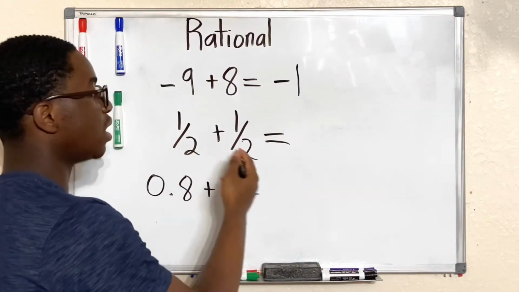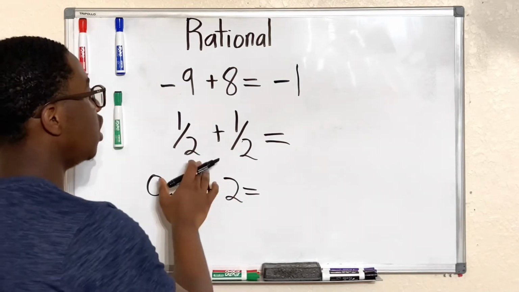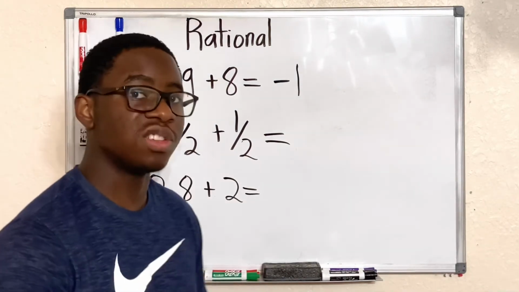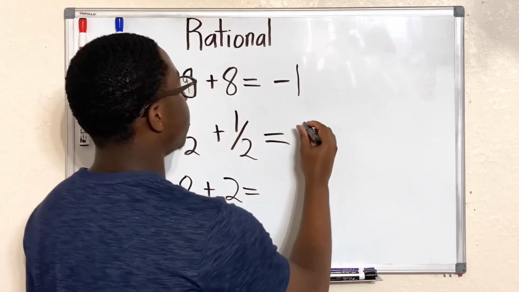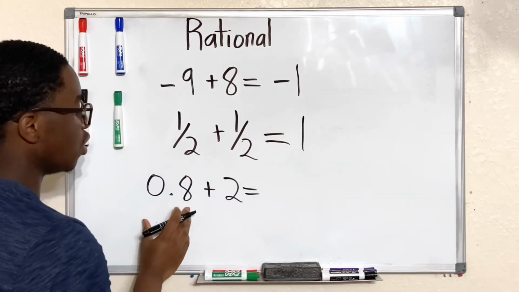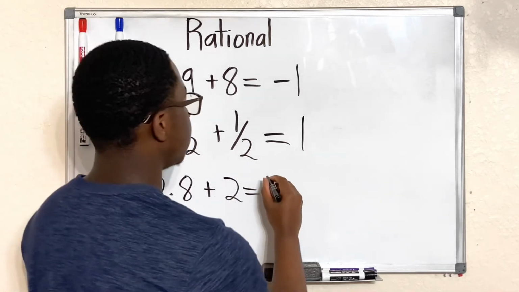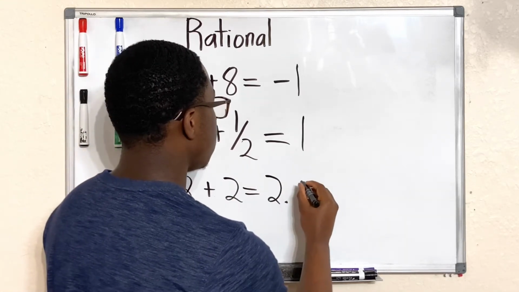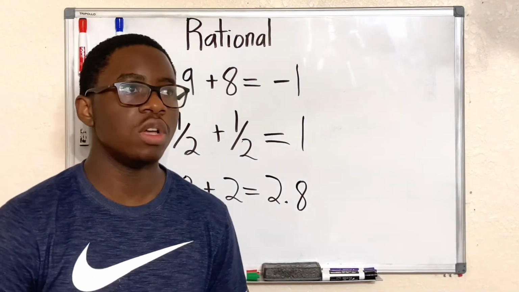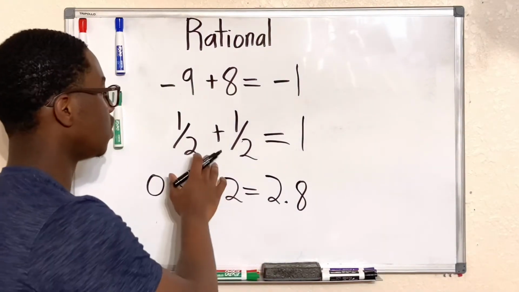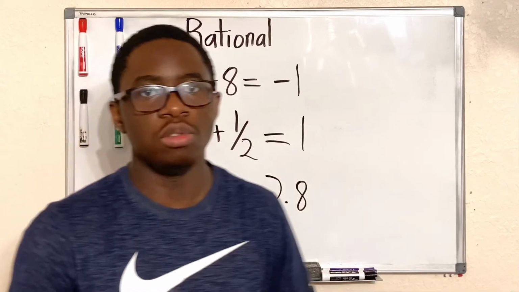Here we have half plus half. Make sure your denominators are the same. And I'll go into further detail as to what I mean by that. So you have your half and your half. That adds up to 1. Here we have 0.8 plus 2. That adds up to 2.8. But now let's say we weren't really too lucky to get denominators of the same type. What do we do then?